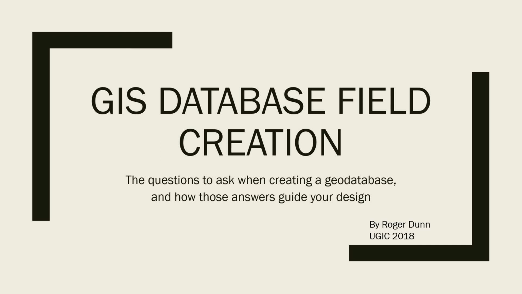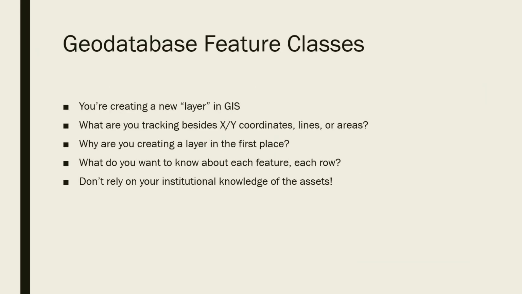So, if you're in GIS, you're creating new layers for a reason. Somebody has asked you to create them, or you want to create them, and you want to keep track of more than just the shapes that are going to be on the map. You need to know things about them. Those shapes that are on the map represent stuff. They might be physical things that you can see with the human eye, or they might be logical things like boundaries and future projects that can't be seen yet.